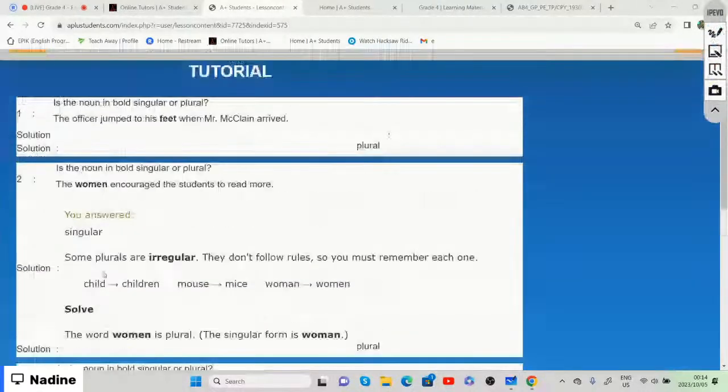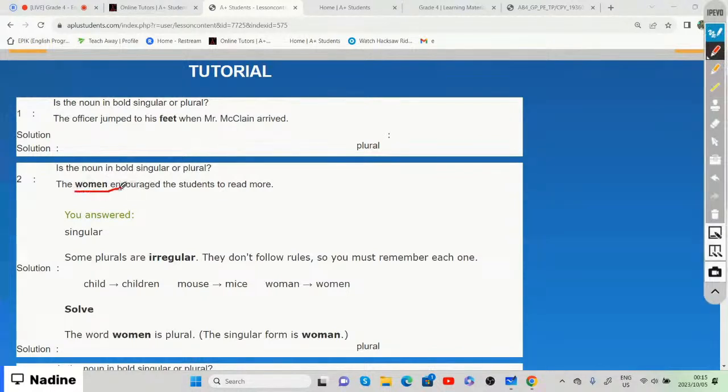The women encouraged the students to read more. So, women. If you look at the word women, is women singular or plural? Women, is that singular or is that plural?